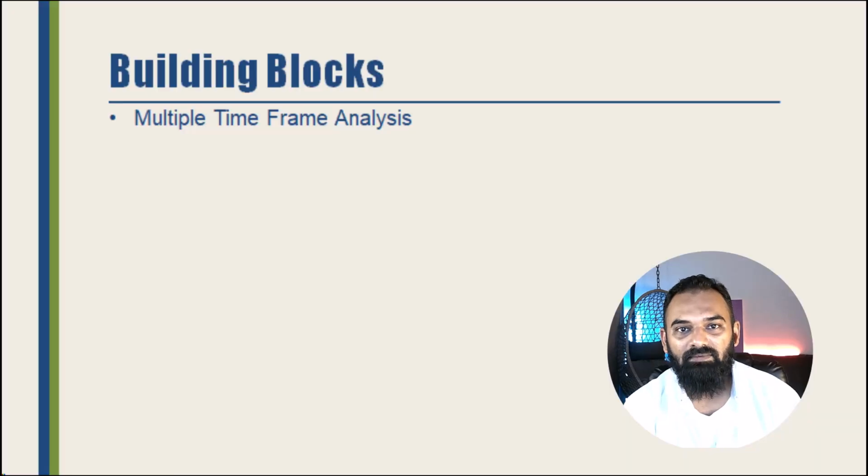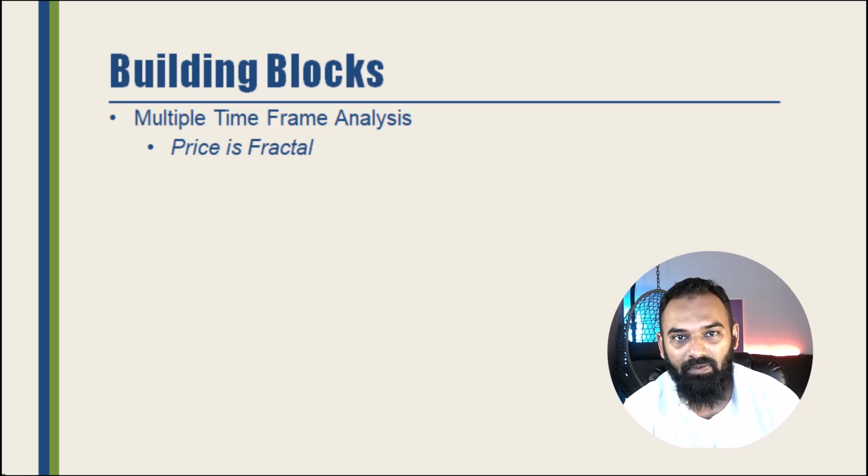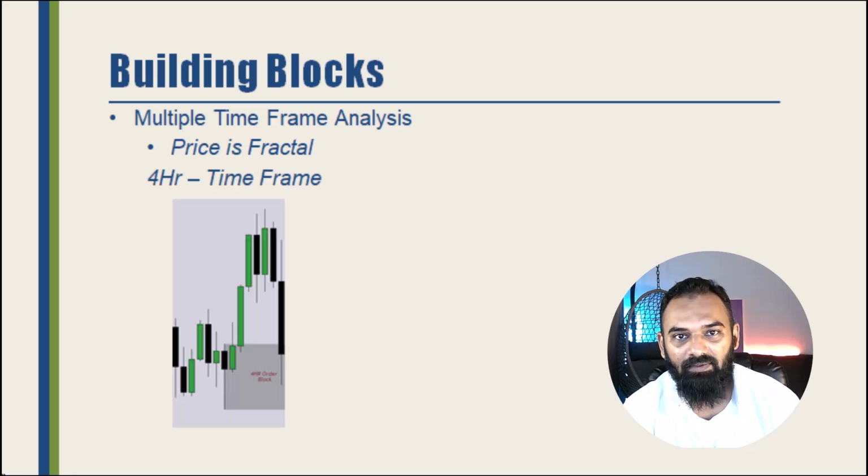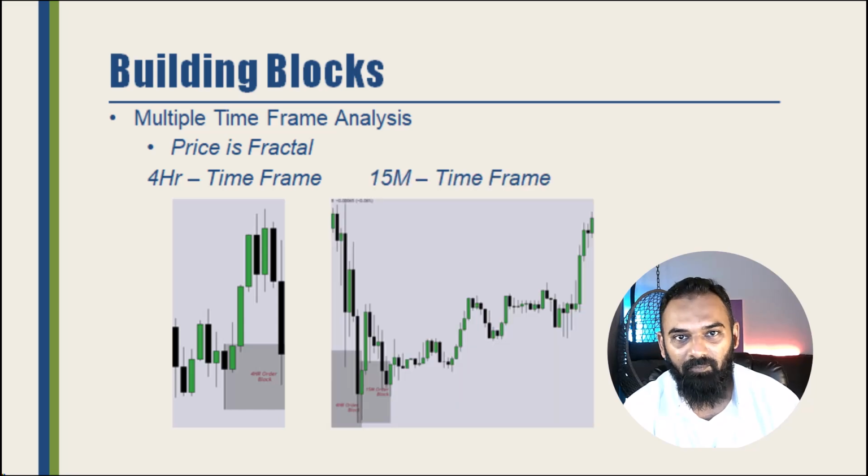The fifth element is the utilization of multiple time frames. The order flow on a higher time frame precedes the order flow of a lower time frame. And since price is fractal, whatever is happening on the 4-hour chart will also happen on the 15-minute chart.